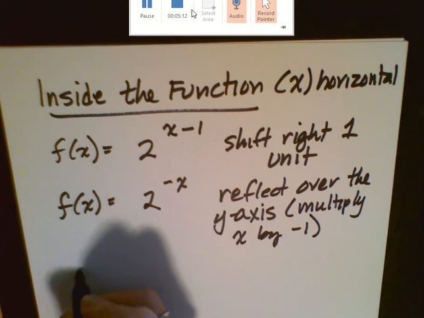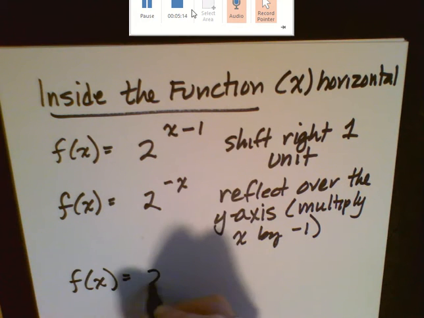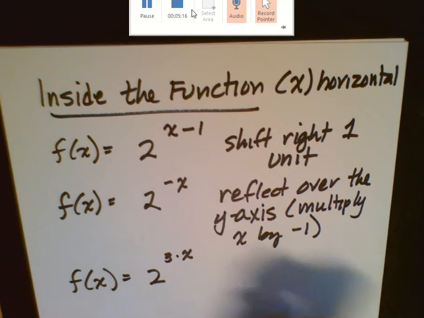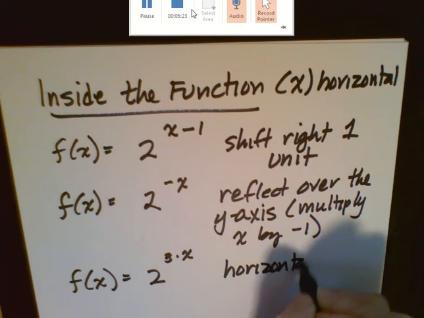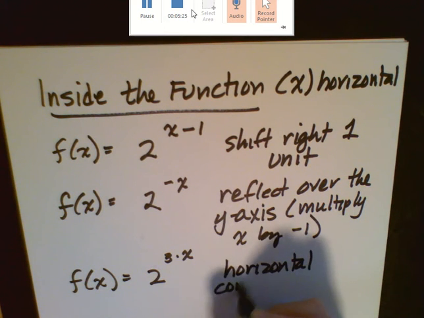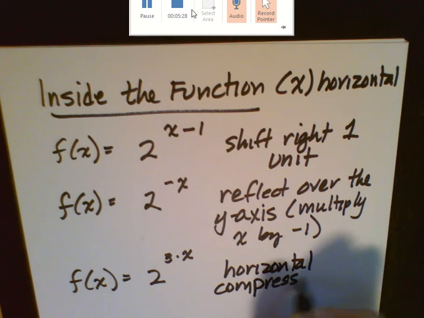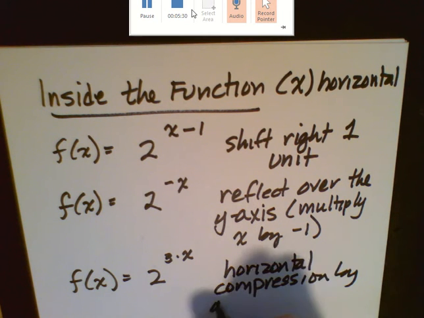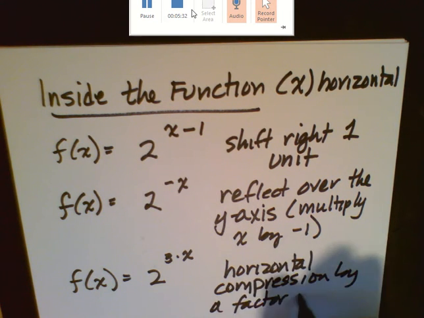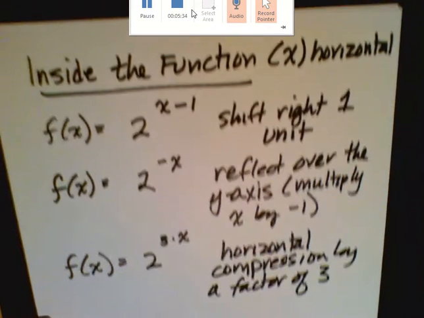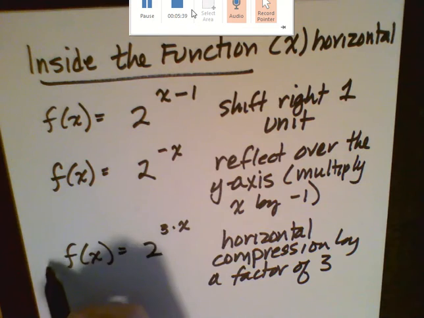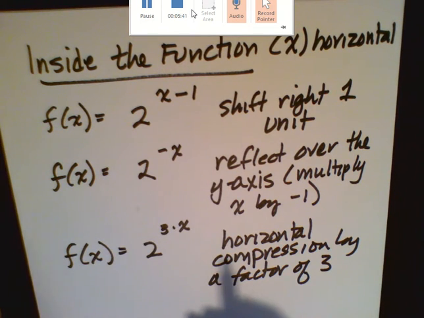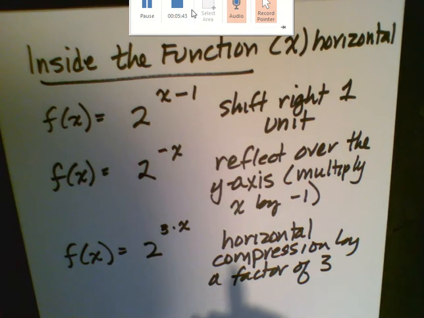And if we had f of x equals 2 to the 3 times x, that's when you're going to see horizontal compression. This would be a compression by a factor of 3. Now, I'm not sure I've seen that a lot in this chapter, but I'm going to go ahead and show you that. This is the one of all of these that does not seem to occur that much.